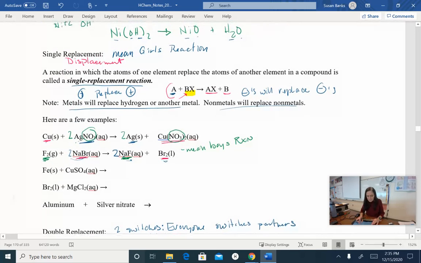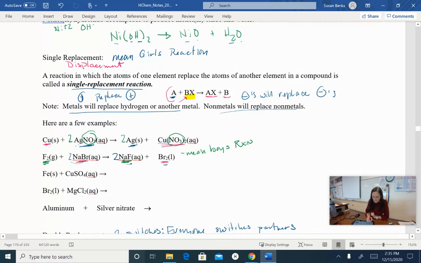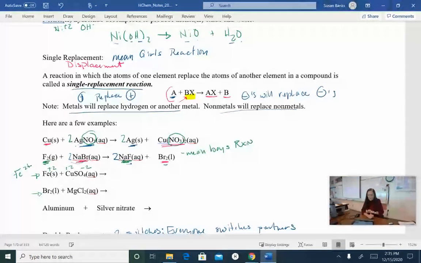Okay, single replacement. Let's look at these that we did not do yesterday. Okay, so for this one, we're going to use iron +2. Okay, so copper 2 sulfate. So iron +2 and copper is a +2 right here, and sulfate is a -2. It always helps me to put in charges first. Always, always put in your charges. So remember that positives replace positives right here, and negatives replace negatives.